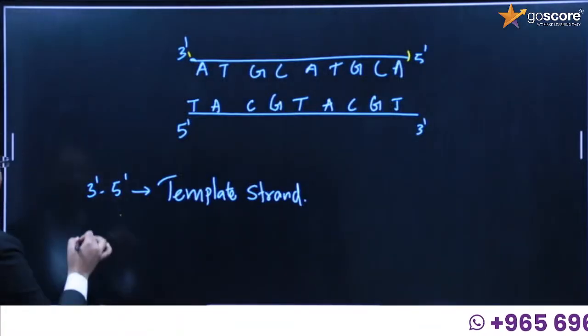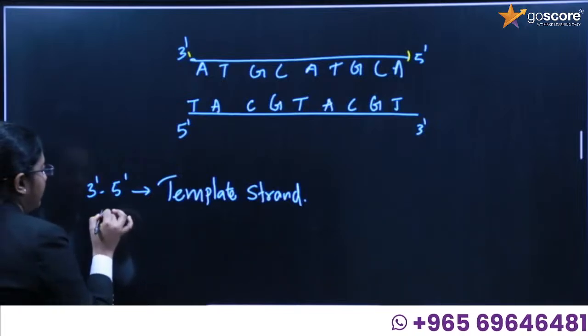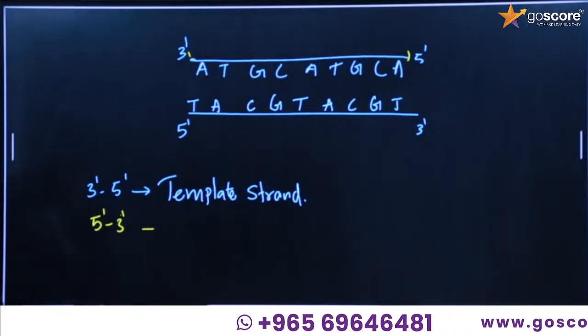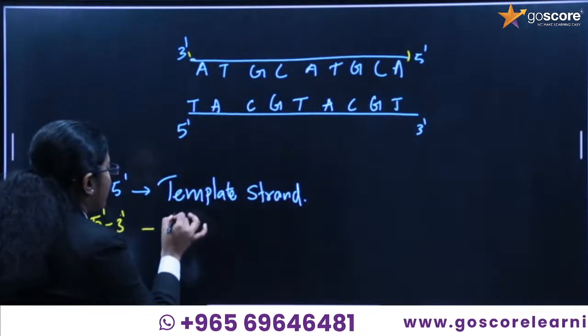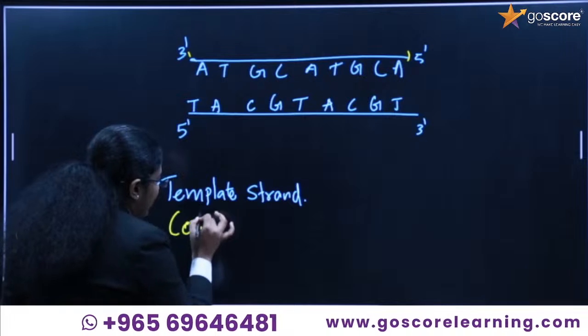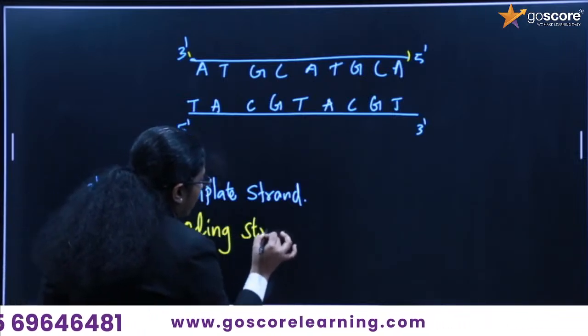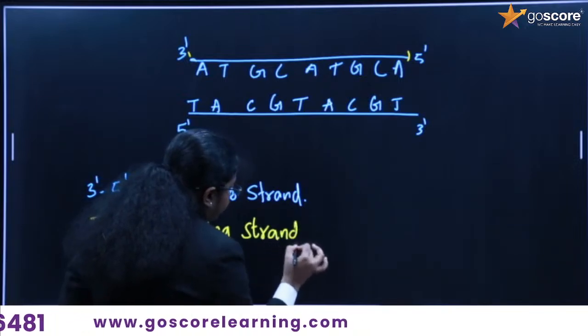Next one, it is the 5 prime, 3 prime strand. This strand is known as the coding strand. It is known as the coding strand.